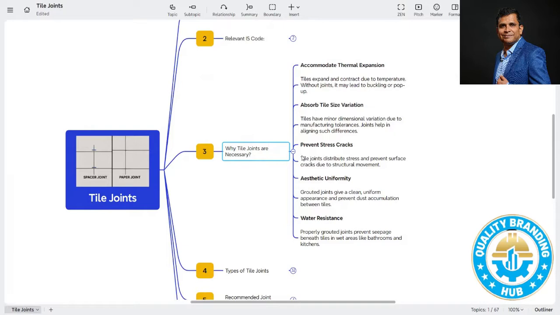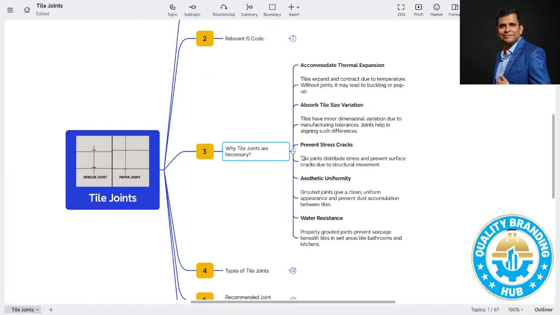Then, prevent stress cracks. Tile joints distribute stress and prevent surface cracks due to structural movement. There is always structural movement, and there is stress and strain also being generated. So how will this be absorbed if there is no joint? There can be a crack and the tiles can be damaged. So that also prevents stress cracks.